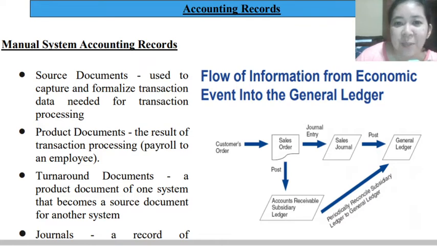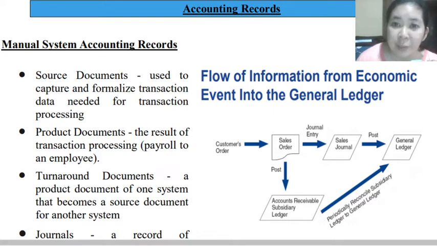Okay, so basically here we have an example of the flow of information from economic event into the general journal. So how does the entity illustrate the flow of the financial transaction or economic event to be recorded in the journals up to the general ledger? So this is how it looks if you will illustrate it.